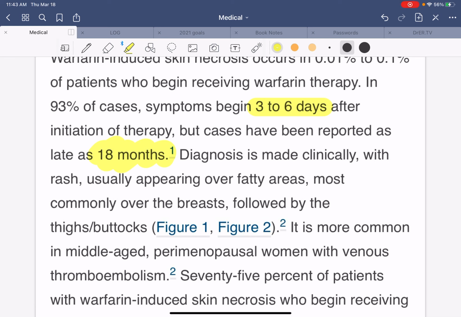Diagnosis is made clinically. That means you just have to see it once and then you're like, that's what it is. There is a rash, usually appearing over fatty areas, most commonly over the breast, followed by thighs and buttocks, like it was in this patient. It is more common in middle-aged perimenopausal women with venous thromboembolism. That means DVTs, but also other clots.